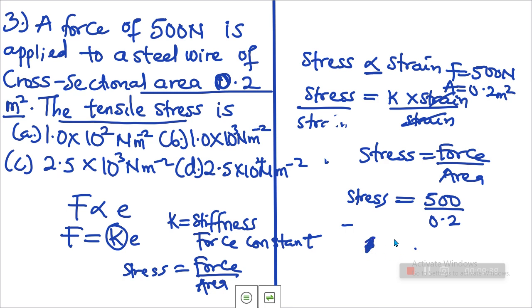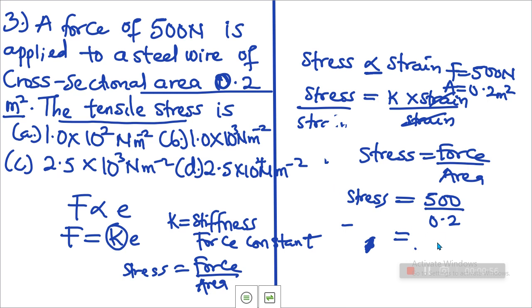So stress is just like pressure. Both of them have the same formula and the same unit, with just a little difference. So 500 divided by 0.2. So that is 2500.